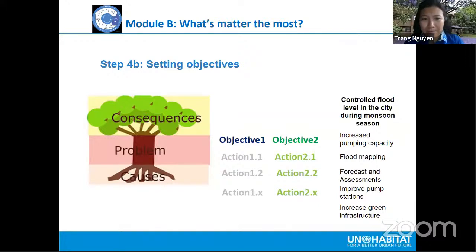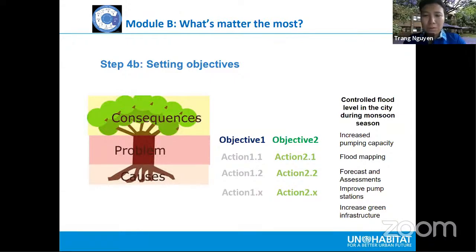So we would place the consequence at the objective level and goal level, and set the goal for the project. For example, control flood levels in the city during monsoon, so reducing flood and addressing, for example, the pumping capacity. In the case of Vijayawada, you really need to pump the water out into the river when the rain comes intensively. Then what kinds of actions need to be in place that would contribute to increasing the pumping capacity? That would be listed as actions 1, 2, 3.